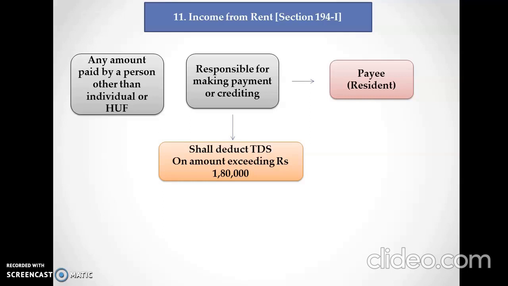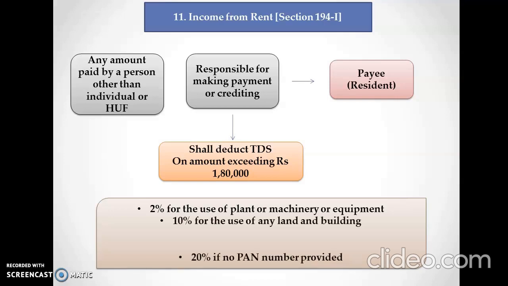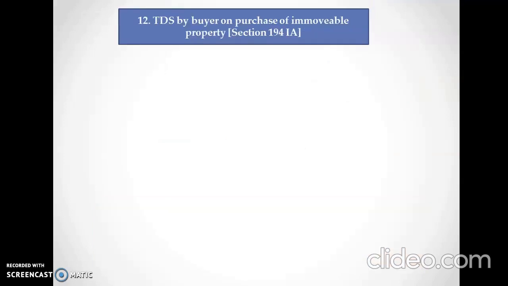On what amount? Exceeding rupees 1,80,000. What is the rate? 2% if rent is being paid on plant and machinery or equipment, and 10% if rent is paid on land and building. And if PAN is not provided, then 20% is charged.